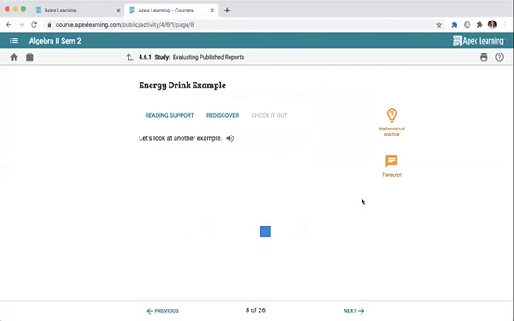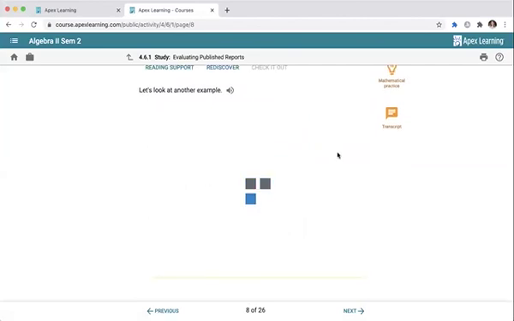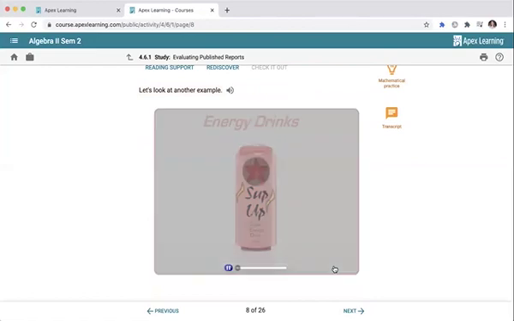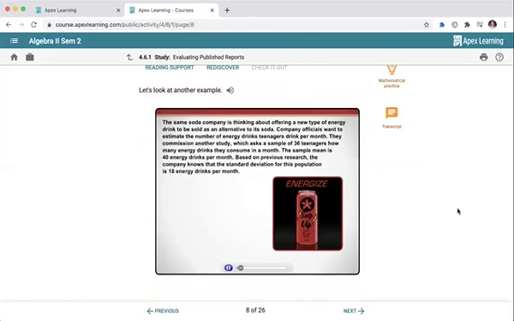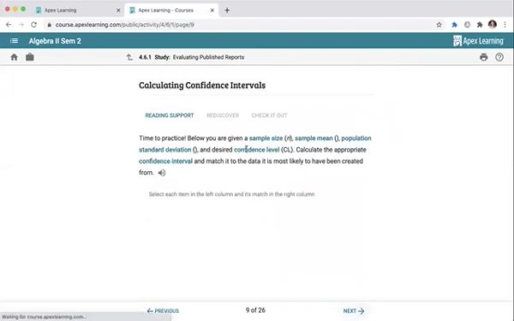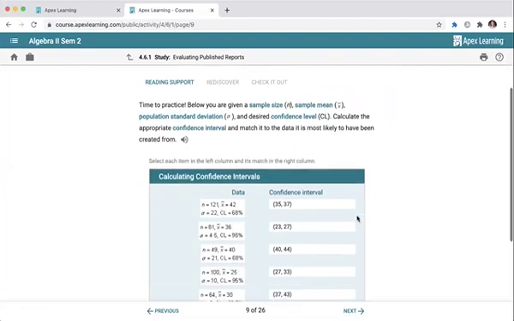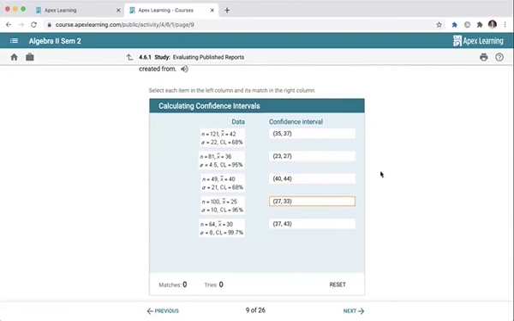Looking at an energy drink here, I will let you go through this one on your own, since it doesn't look like you have to click and drag anything. This is another good example for you to walk through. And then of course, practice calculating those confidence intervals.